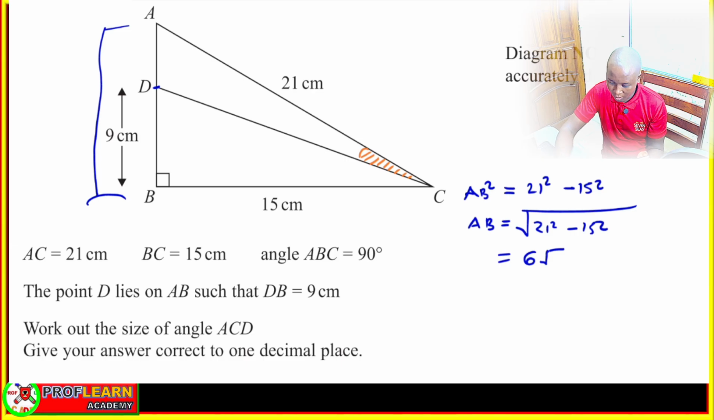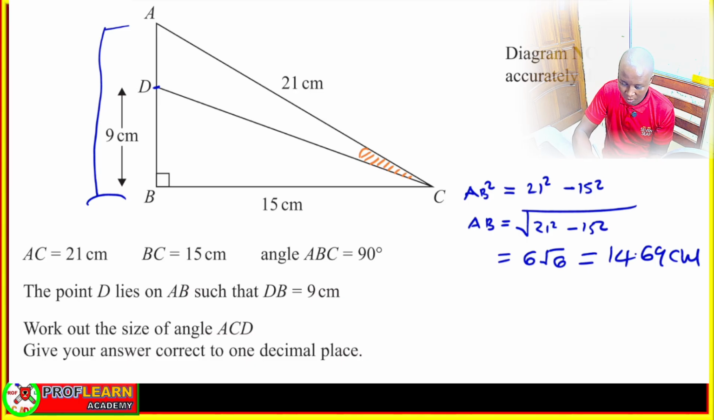6 root 6 is approximately 14.69, which is 14.69 centimeters. So if I subtract 9 from there, 14.69 minus 9, I'm going to get 5.69. This value that we have here is 5.69 from here to this point.